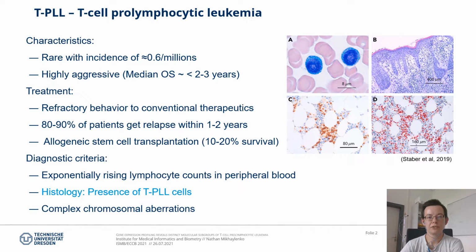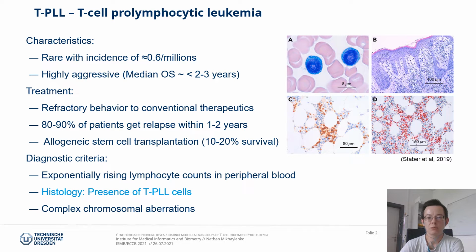T-cell prolymphocytic leukemia, shortly T-PLL, is a rare but highly malignant blood cancer. The common therapy typically leads to a relapse of nearly all patients at a median time of 1 year. Stem cell transplantation is more efficient, but the rate is still low at around 20%. T-PLL is characterized by a high count of blood white cells and the presence of specific T-PLL cells with complex chromosomal aberrations compared to normal healthy T cells.